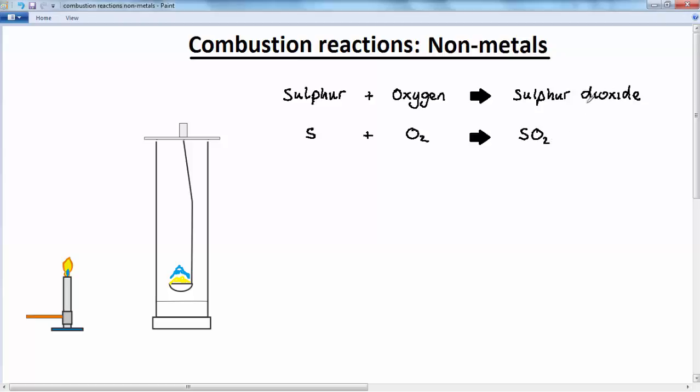Remember that the di in this terminology means two. So monoxide is one oxygen, dioxide is two oxygens, trioxide is three oxygens. In this case it's two. Then we write the up arrow, which tells us that we've produced a gas. Now this gas will gradually fill the gas jar, and at the bottom of the gas jar we've got an indicator solution.